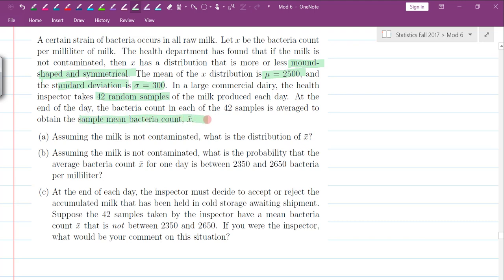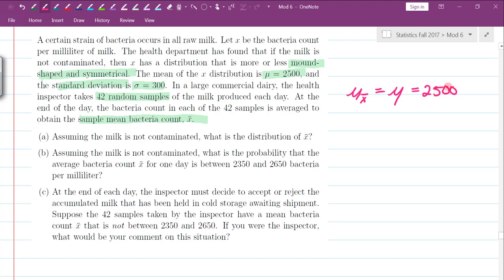Part A. Assuming that the milk is not contaminated, what is the distribution of X bar? Well, remember just a moment ago, we said that mu sub x bar is equal to mu, right? And so in this case, we were given that mu is equal to 2,500. So that is for part A.